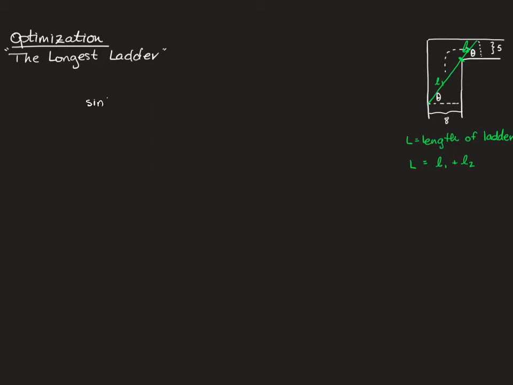sine of theta equals 5 over L2, because the width of the hallway is 5, and that's the side opposite theta in that triangle. Using the same reasoning for the other triangle, this one down here, I can say cosine of theta equals 8 over, this time, L1. Notice that in this particular diagram, L1 is shorter than L2. They're different lengths, so it's important to distinguish them.